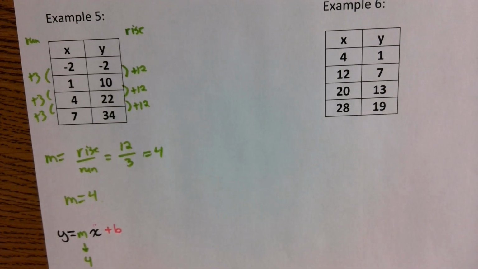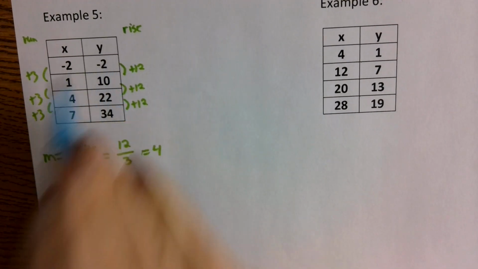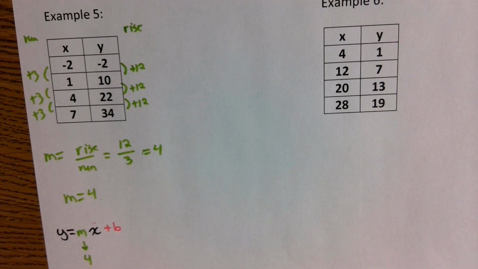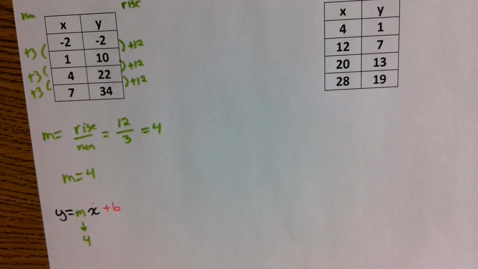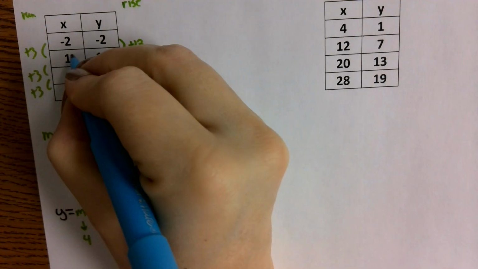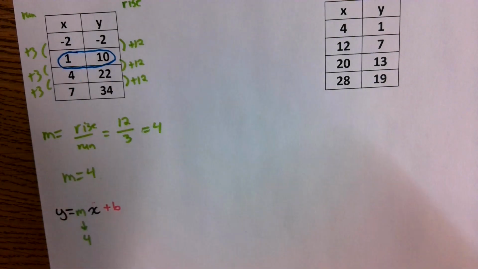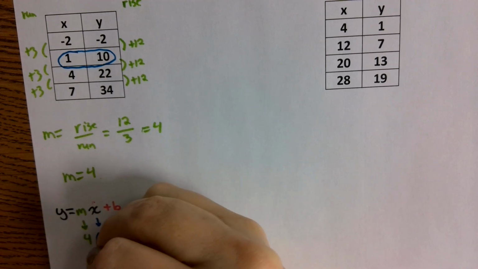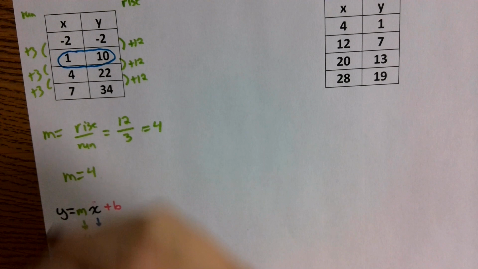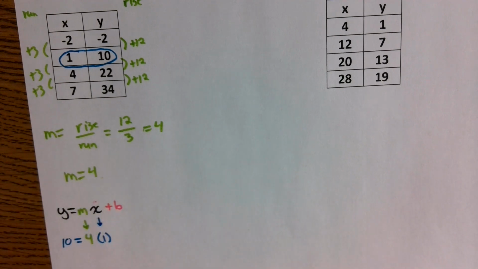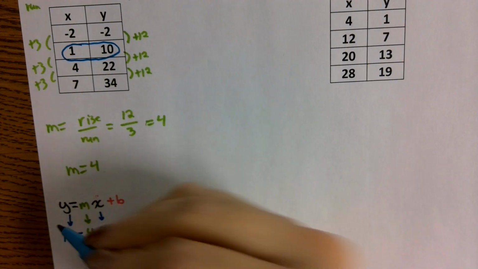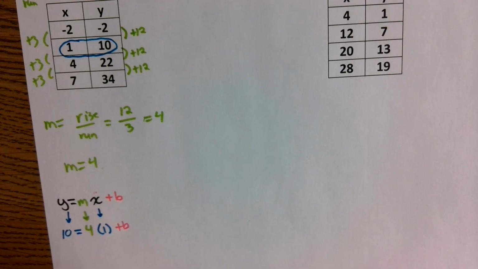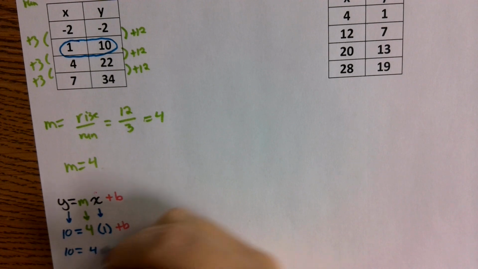Which point do you think is easier? Do you think I should go with the negatives? Probably not. I mean, you could, but sometimes you make mistakes. I'm going to go with the (1, 10). That's probably the easiest one because I have a value of 1 for x. That means I'm only multiplying by 1, which I can't really mess up too much. So we've got 10 is equal to 4 times 1 plus b. What's 4 times 1? 4. So we get 10 is equal to 4 plus b.